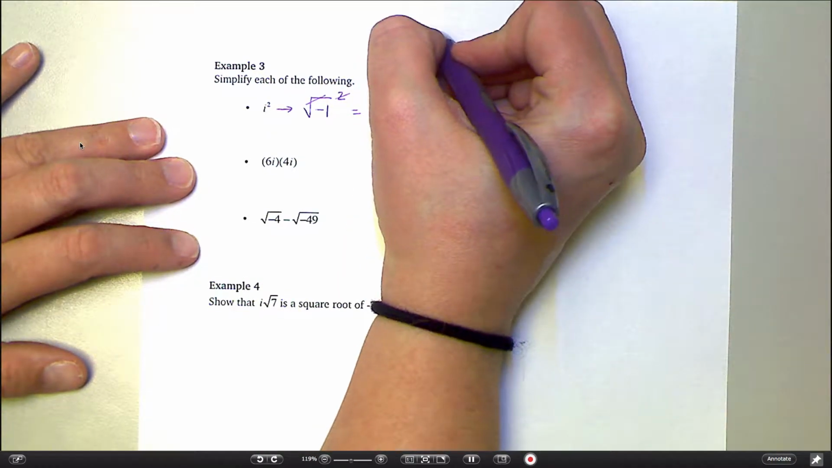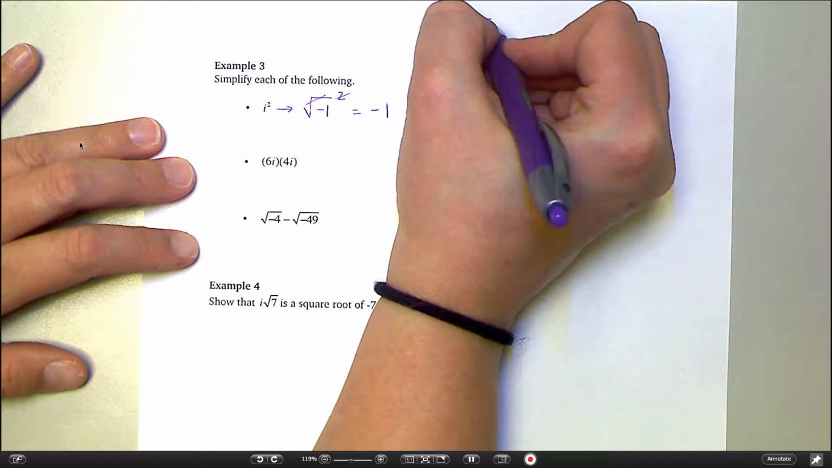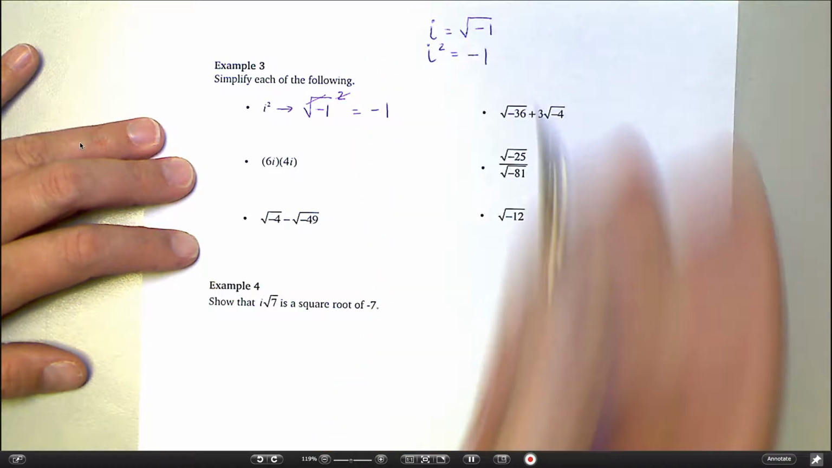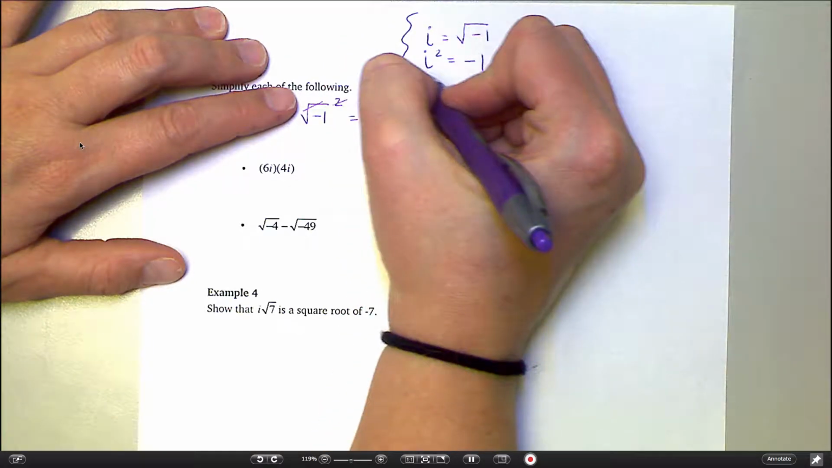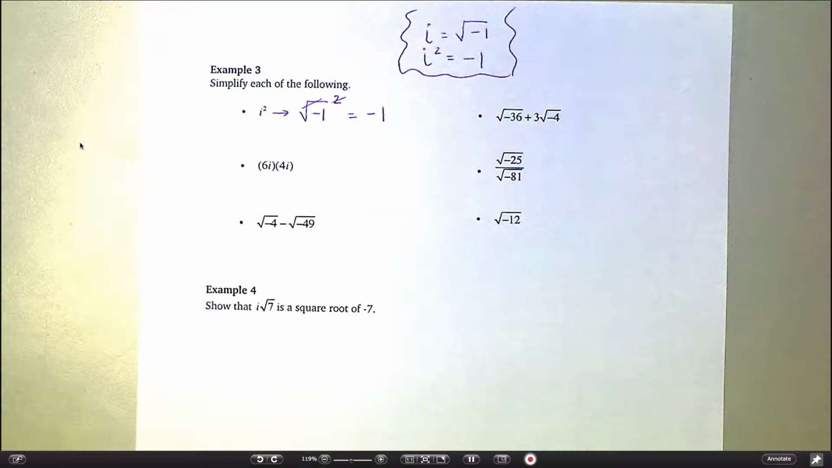Let's see, how do I want to write this? I'm going to start up here. i is the square root of negative 1. i squared is just negative 1. Okay? These two things are important to know. But that means that anytime you see an i squared in a problem, you can go ahead and replace it with just a regular old negative 1, like you're about to see here.